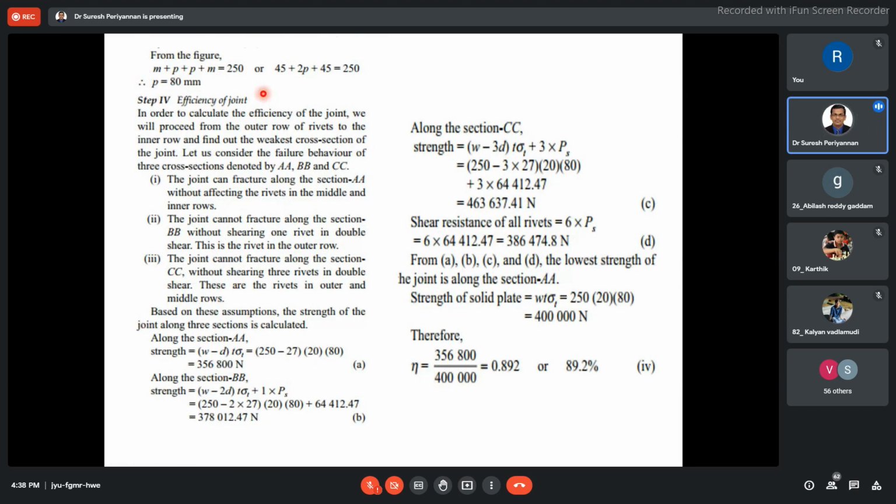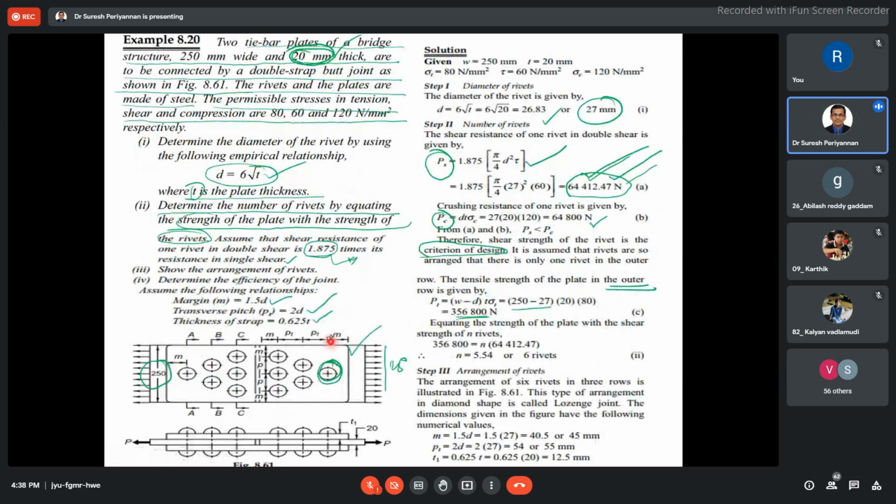Now, efficiency of the joint is very interesting here. In order to find the efficiency of the joint, we will proceed from the outer row of rivets to the inner row. Our direction of calculation is from this section A in this direction. This is B. They are already given A because it is symmetrical. We are going to consider from section A to B, B to C, like that.